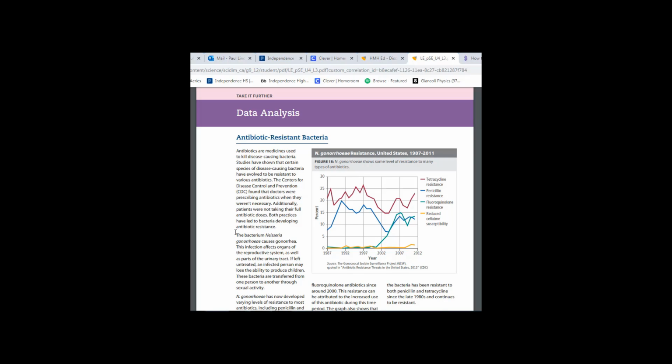bacteria developing antibiotic resistance. The bacterium, Neisseria gonorrhea, causes gonorrhea. This infection causes organs of the reproductive system, as well as parts of the urinary tract. If left untreated, an infected person may lose the ability to produce children. This bacteria are transferred from one person to another through sexual activity.